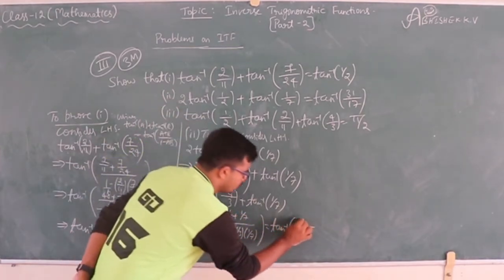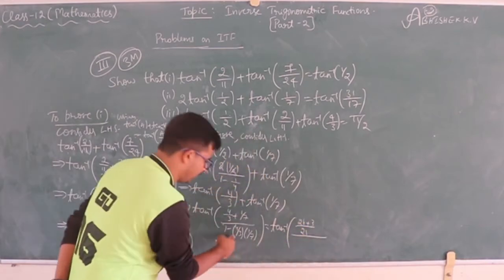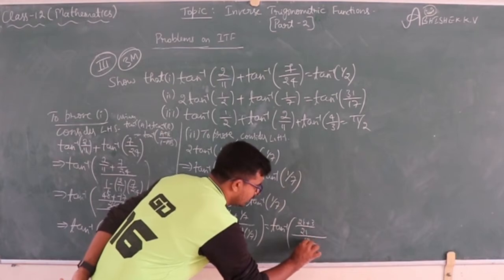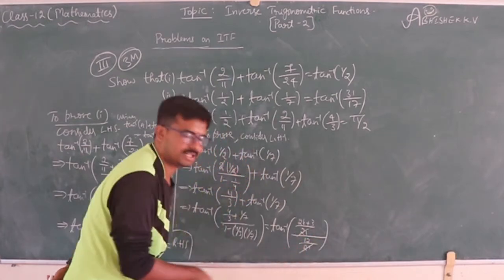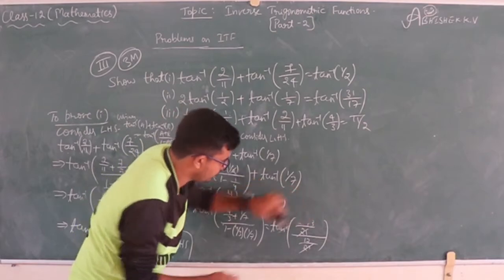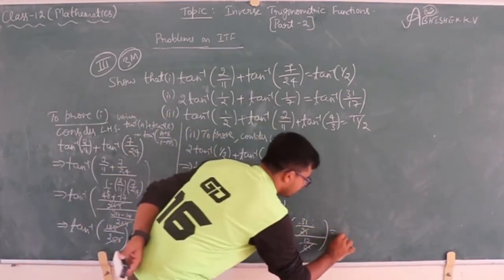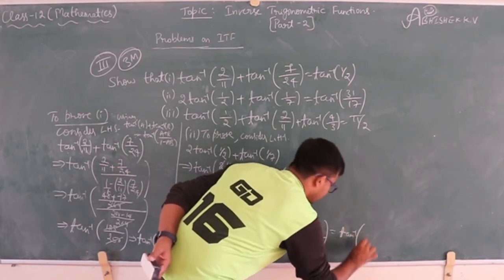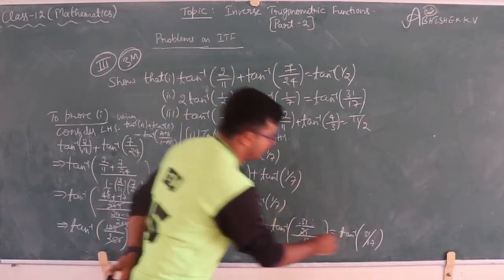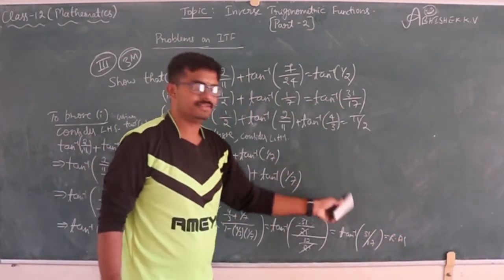7 fours are 28 plus 3 ones are 3, whole thing divided by 7 threes are 21. 21 minus 4 is 17. The 21s get cancelled. What is 28 plus 3? It is 31. Therefore, we are remaining with tan inverse of 31 divided by 17. This is equal to RHS, tan inverse of 31 by 17.